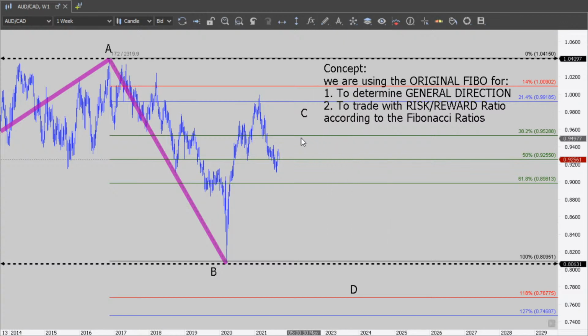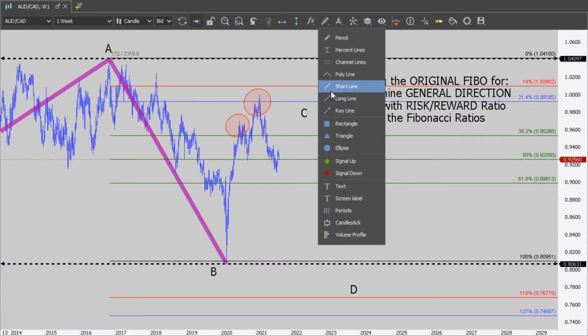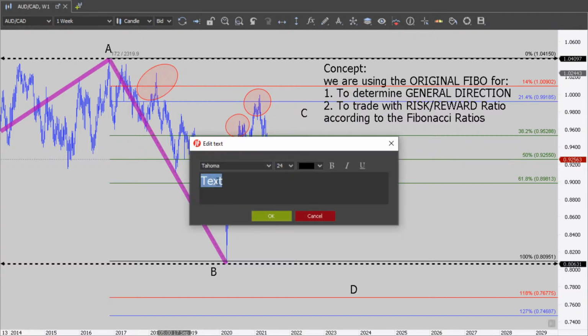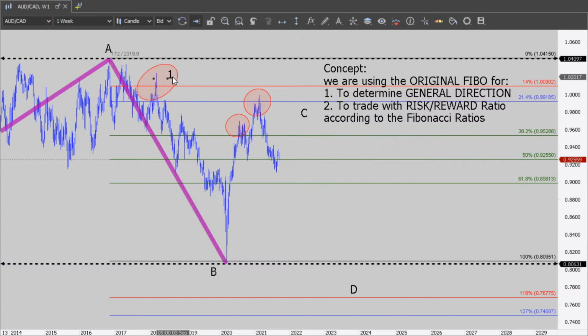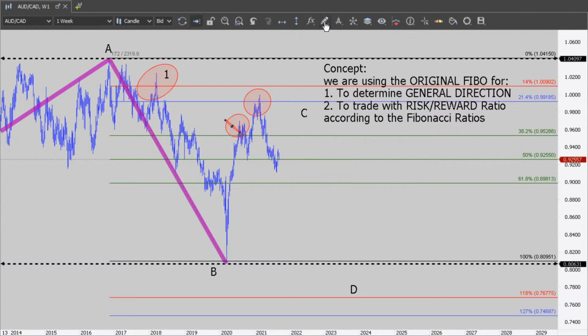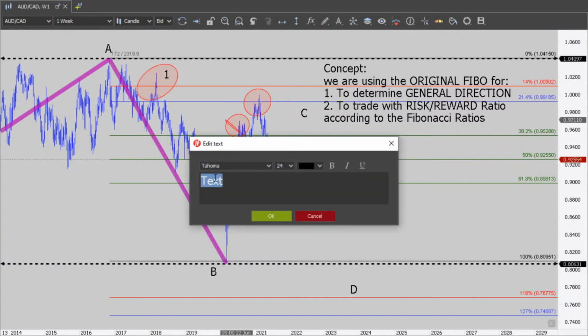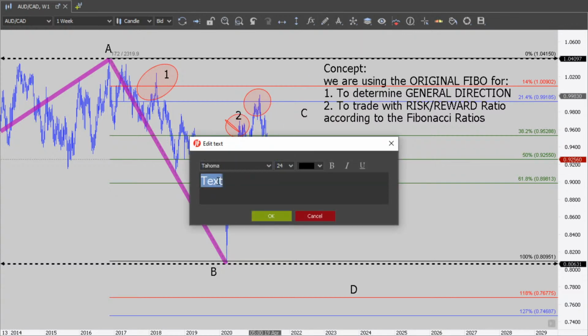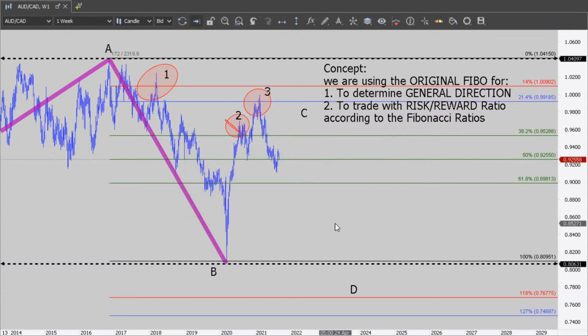Tell me, everybody, where is the C? Is the first circle the C? Is the second circle the C? So this is the first circle. This is the second circle. And this is the third circle. Which one is the C, everybody?